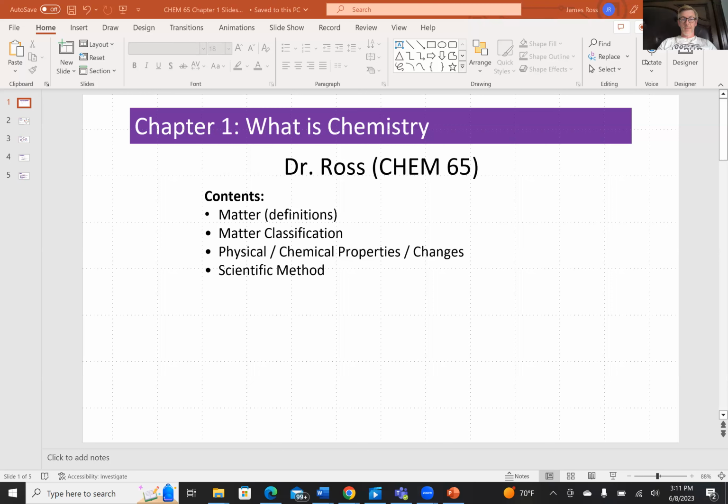We're looking at matter, so we'll give some definitions. We'll then classify matter, or categorize matter, according to the type of matter it is. We'll look at physical properties and physical changes, chemical properties and chemical changes. And finally, we'll finish up with a quick overview of the scientific method. So without further ado, let's begin.